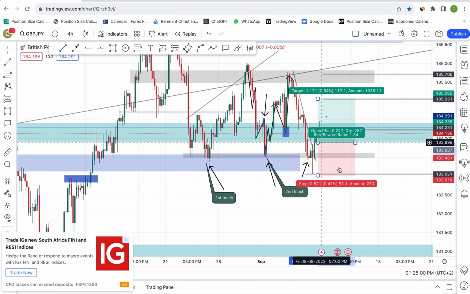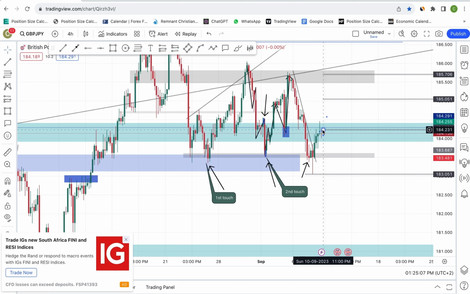My first take profit was here. You can see my first take profit was this arrow. That's why I put this line right here. My first take profit was here, this arrow right here. My second take profit was here. This is my second take profit.